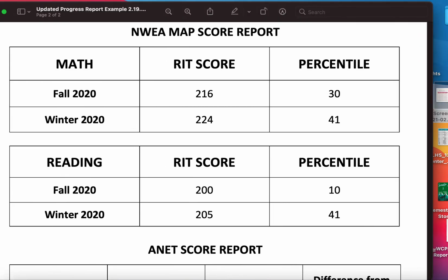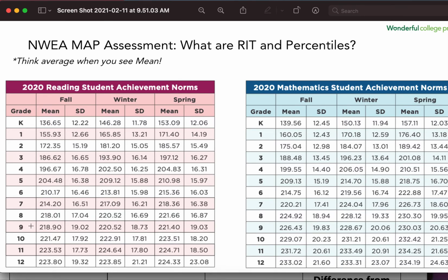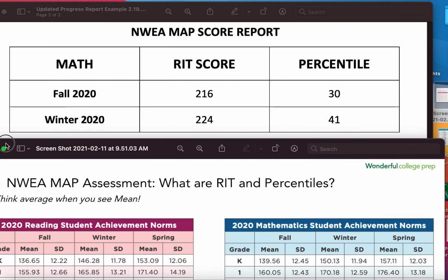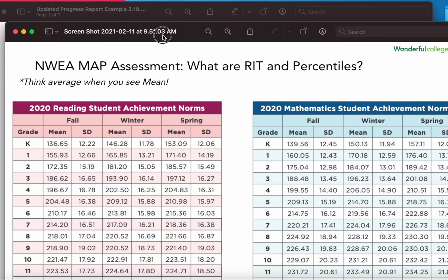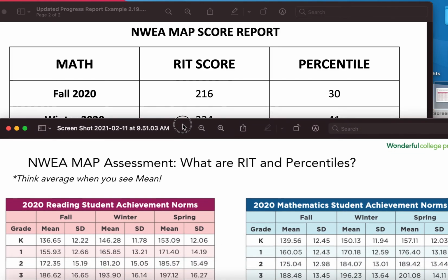And I'm going to bring this up, which is going to be attached, and you can use this to see what grade level your student is at or should be on. So I can see going here that 224 is the RIT score for the winter for math. So I'm going to go to math. Here's math, and I'm going to find 224. So right here I have 224. So this student is somewhere between winter of 7th grade and fall of 8th grade, which means the student is behind, but only slightly in their math.